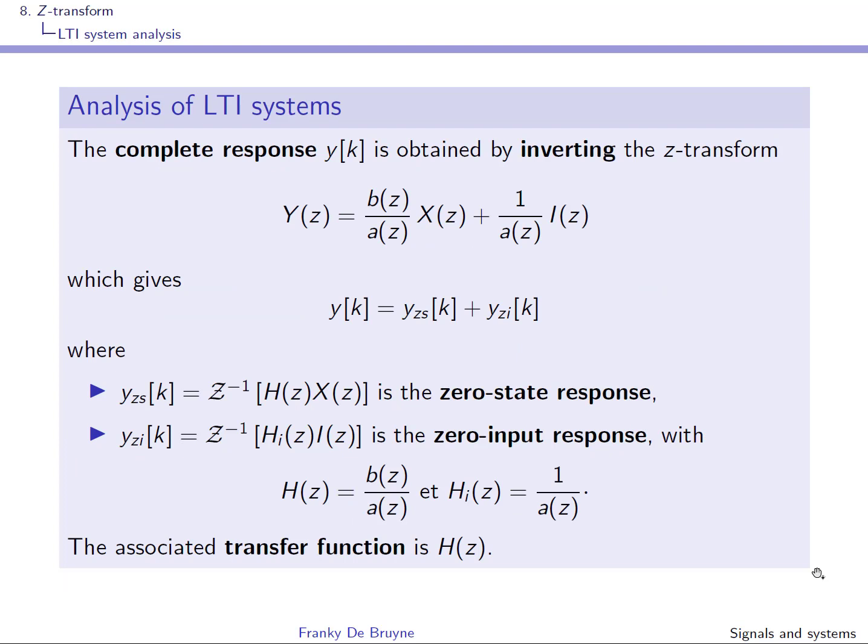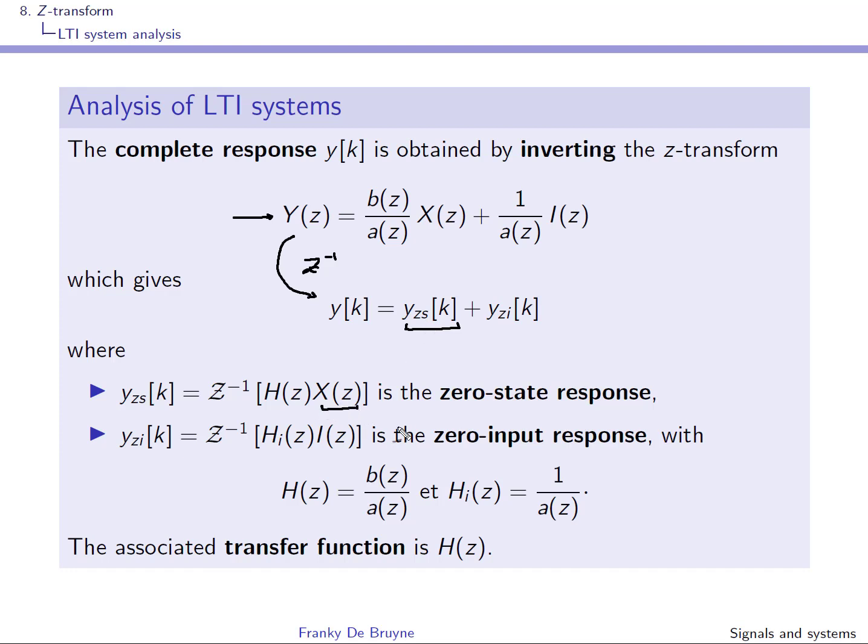So once you have the response in the z domain, you can obtain the complete response in the discrete time domain. This just involves an inverse z transform, and we have just seen how you can do this, and of course this will involve partial fraction expansions. You see here that this complete response is the sum of two terms. The first one is the zero state response. It's the response where the initial conditions are zero. It's the response that comes solely from the input.